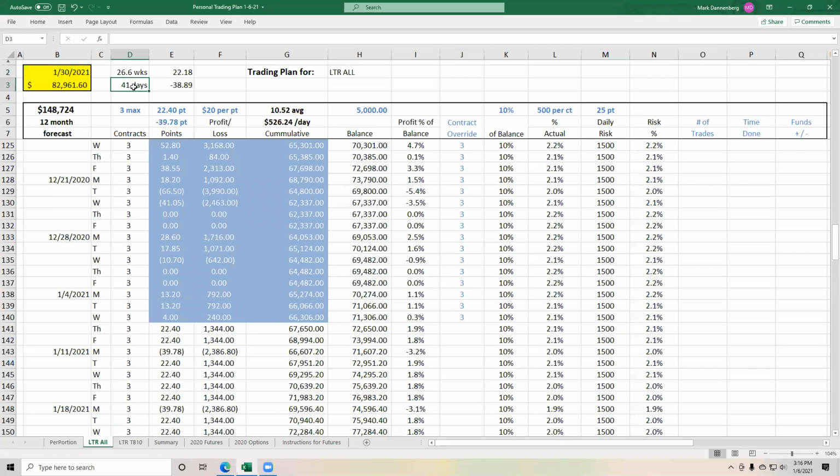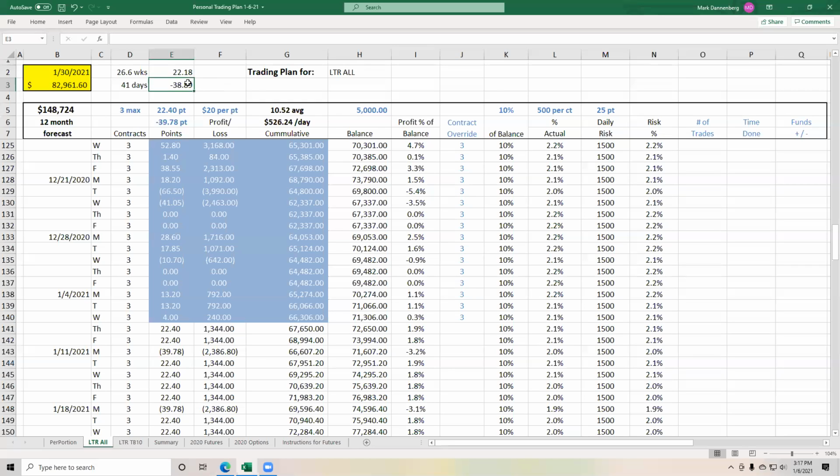During that 6-month period, that 26.5 weeks, we have 41 losing days. We've lost 41 times, 41 days. The rest of the days are all winning days. During that period of time, all of the winning days have averaged 22.18 points a day. The losing days have averaged 38.89 points per day.